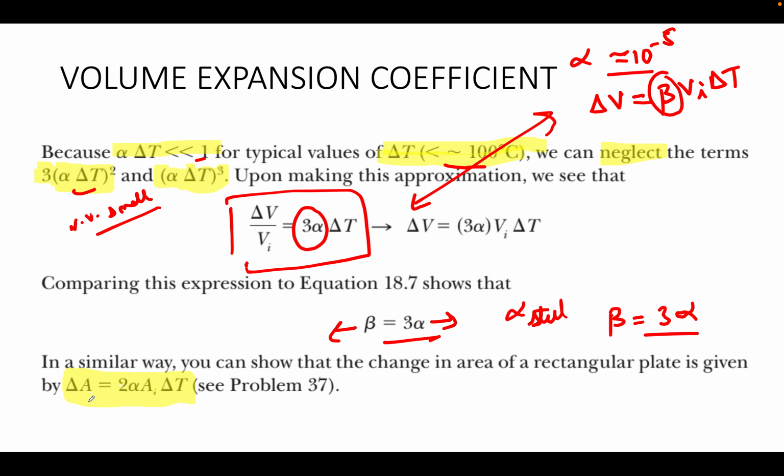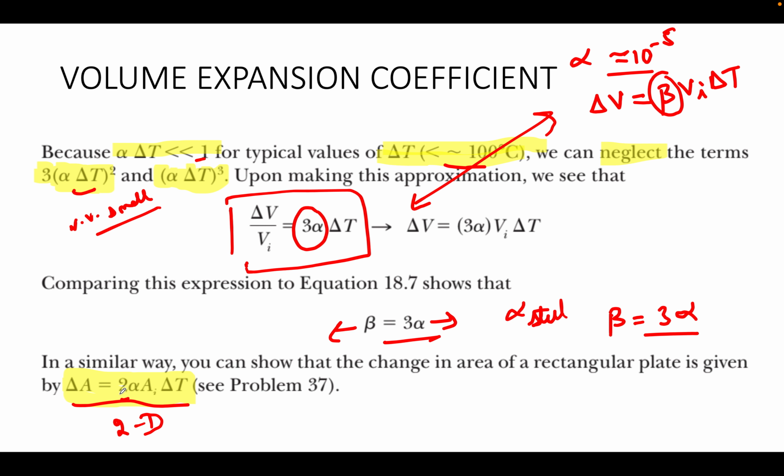Similarly, we dealt with the surface area expansion coefficient. It is not there in the syllabus, but yes, we can also derive it, and the expression comes out to be 2 times alpha, because we are talking in 2 dimensions. So 1 dimension is 1 alpha, 2 dimensions is 2 alpha, and 3 dimensions is 3 times alpha. That is as simple as the correlation can be developed.